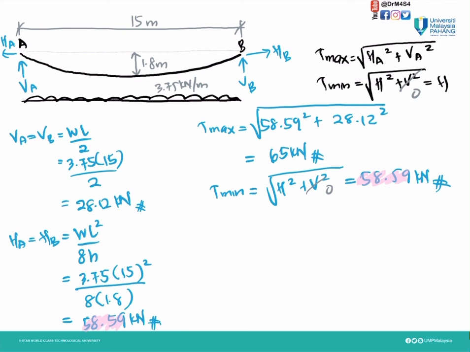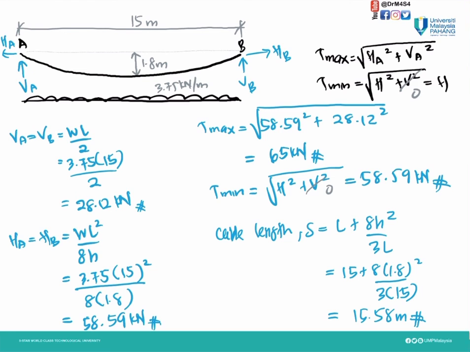Then how about the length of this cable? We're going to use this formula, S equals L plus 8H square divided by 3L. We know all those values, so we can calculate our S and we get 15.58 meter for the length of the cable.